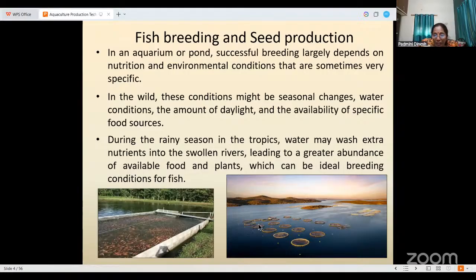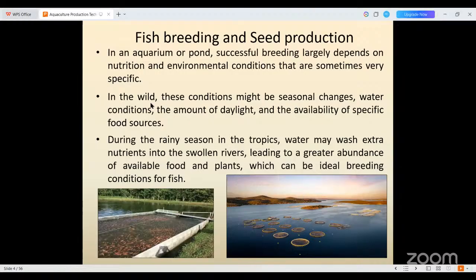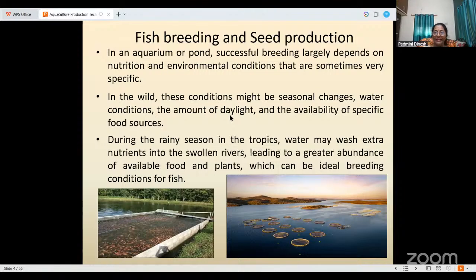But here in this particular wild, you don't have to do that because the water current, the temperature, the atmosphere, all those are conducive for the fishes to breed naturally. So this is one more important specific point where you can grow them in the wild. The amount of daylight and the availability of specific food sources can also have a major effect on the development of the fishes over there.